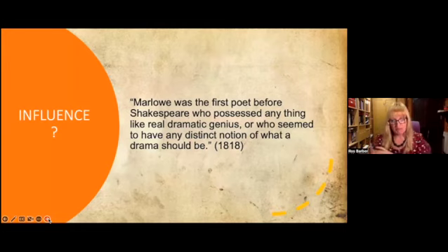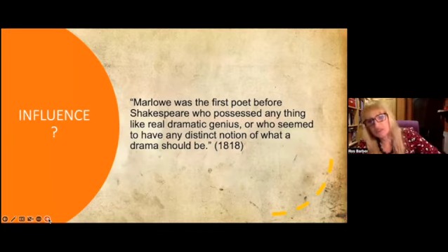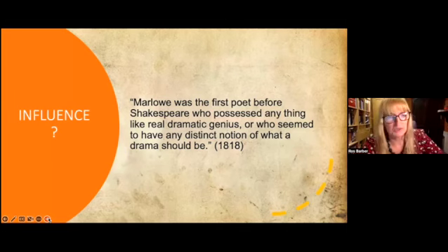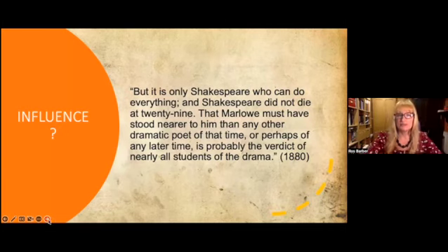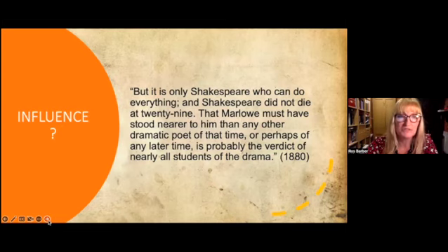So I'm just going to race through a few quotes here that I've stripped the names off and just put the dates on, but you can find them on the International Marlowe Society website, or I can point you in the right direction. Marlowe was the first poet before Shakespeare who possessed anything like real dramatic genius, or who seemed to have any distinct notion of what a drama should be. But it is only Shakespeare who can do everything, and Shakespeare did not die at 29. That Marlowe must have stood nearer to him than any other dramatic poet of that time, or perhaps of any later time, is probably the verdict of nearly all students of the drama.